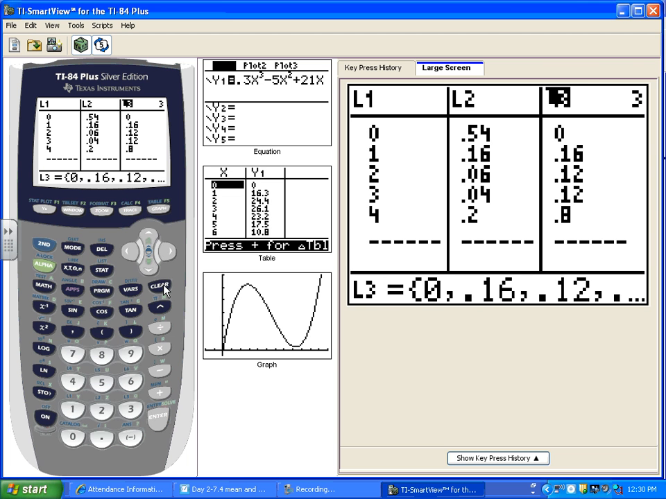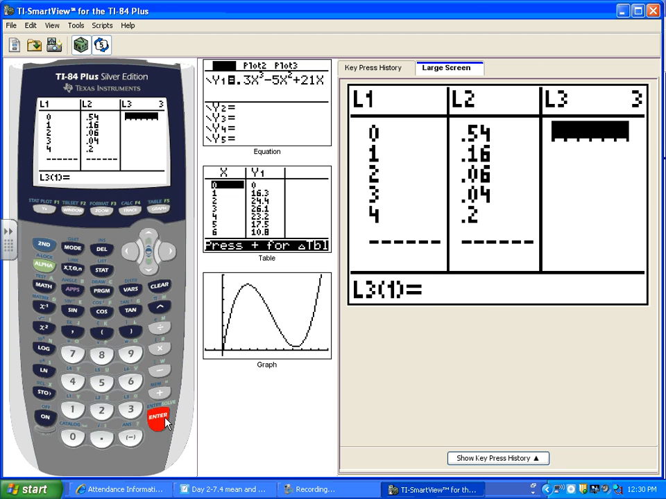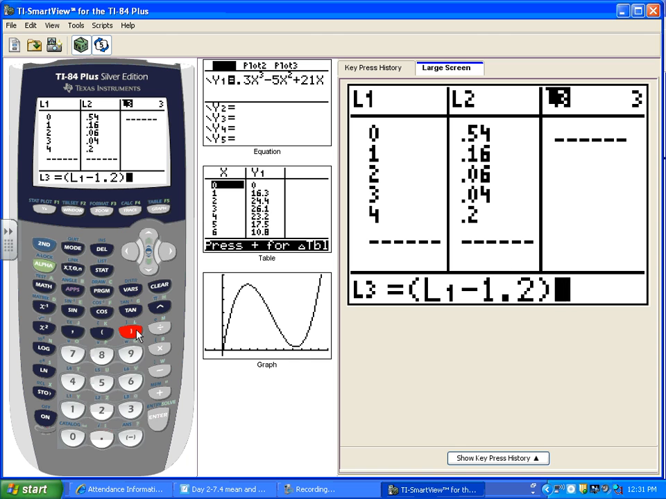And I have those in list 1 and list 2 already. I cleared out list 3, where I had found my expected value. But I want list 3 to equal my x value, which is in list 1, minus 1.2. And what do I need to do with that? Square it. And then what do I need to do? Multiply it by its probability.